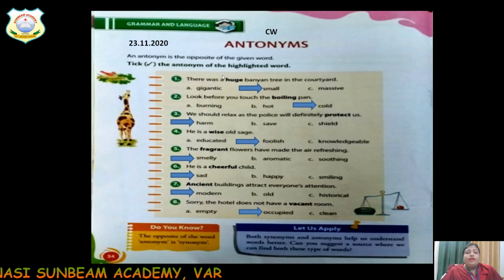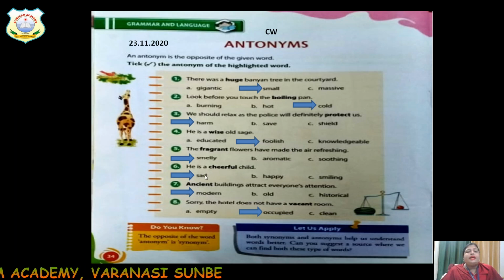Huge, small. Boiling, cold. Protect, harm. Another meaning of protect is safe. Wise, foolish. Intelligent, foolish. Fragrant, smelly: good smell, bad smell. Cheerful, happy, and the opposite is sad.